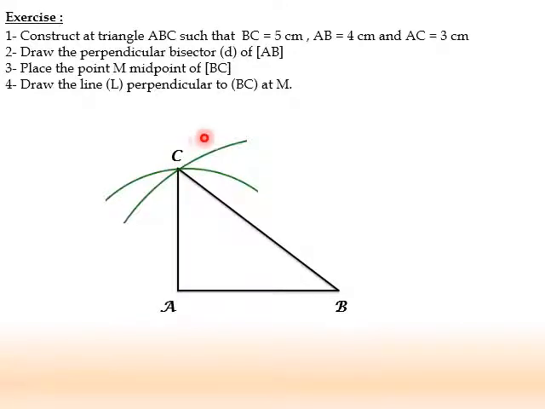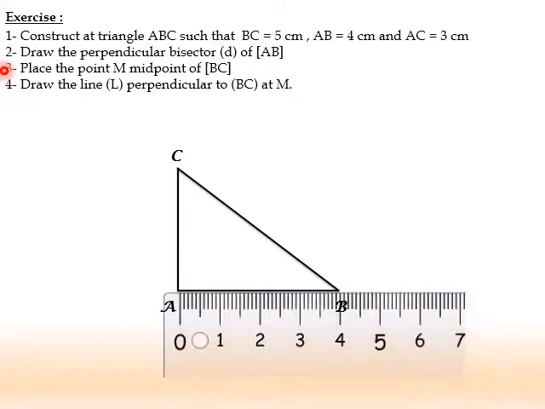Now I can use my ruler to be sure that AC equal 3 centimeters, AB equal 4 and BC equal 5. Okay, here I draw the first triangle. Now what should I do? Draw the perpendicular bisector D of AB. This is AB. How to draw the perpendicular bisector? As I told you, there are two ways.